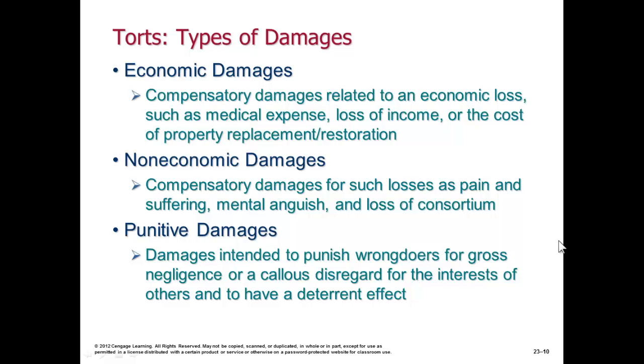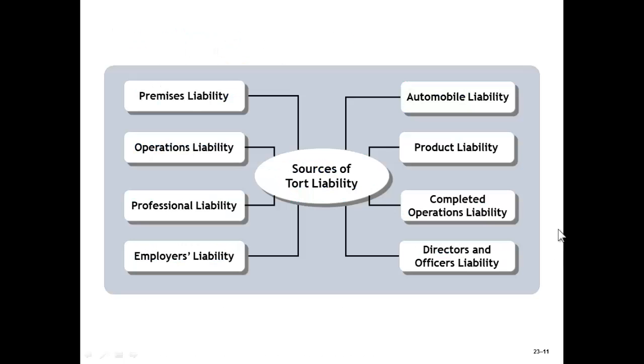In many cases, when you see these extreme punitive damages awarded in a jury trial, then on appeal, those damages are greatly reduced by the appeals court. So here are some sources of tort liability. You can see premises liability. This is the fact that you have some liability just because you have a building and land. Operations liability. This is the liability that occurs because you've got operations going on within your buildings or on your land.